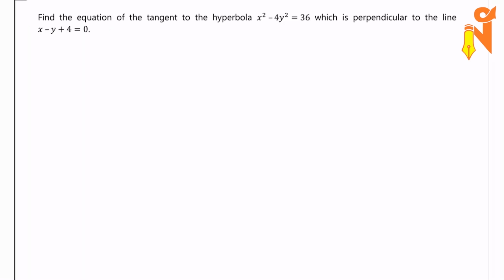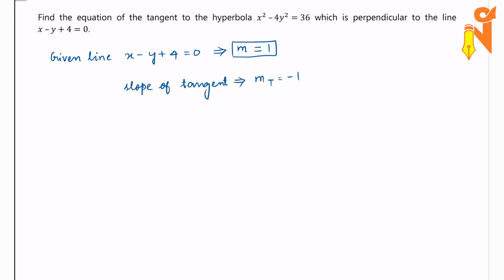A question based on the forms of a tangent. Find the equation of tangent to the hyperbola x² − 4y² = 36, which is perpendicular to the line. Basically it is the slope form of tangent, because we have to find the tangent which is perpendicular to the given line. The given line is x − y + 4 = 0, whose slope is 1. So the slope of the tangent, let me take mt, will be −1.